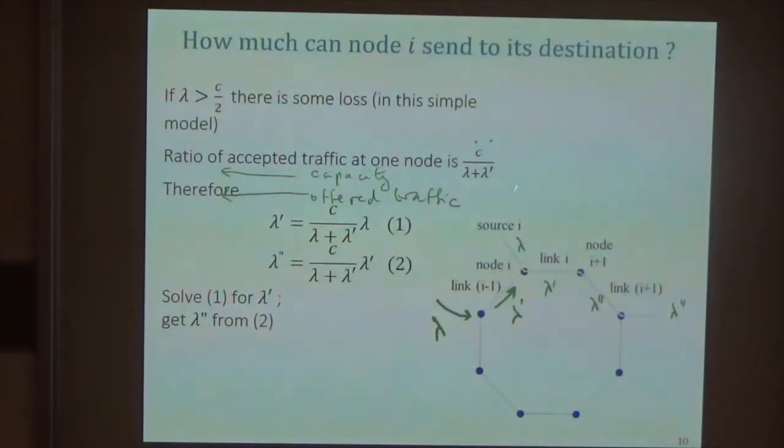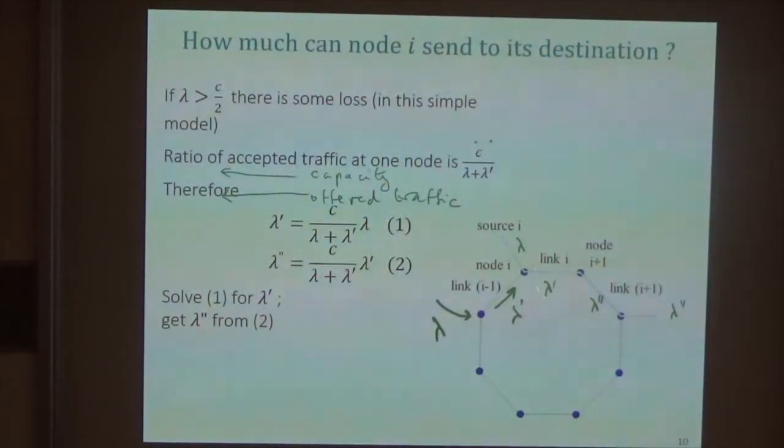So the ratio of accepted traffic is C divided by lambda plus lambda prime. Just like before, when we had 110 offered and 10 accepted, and we had 1,100 offered and 110 of capacity, the ratio of accepted was 10%. So here this is this 10%. This is the ratio of accepted traffic.